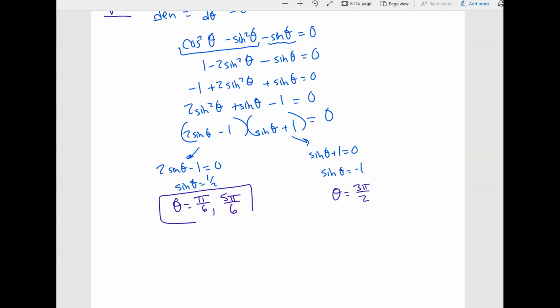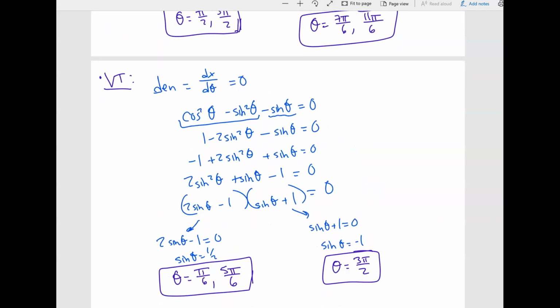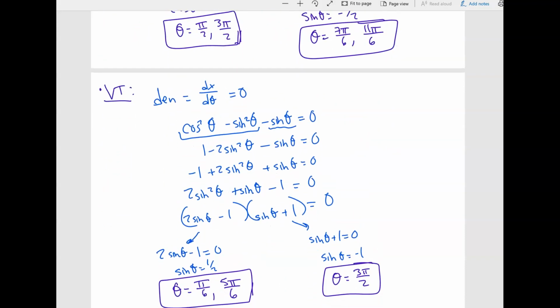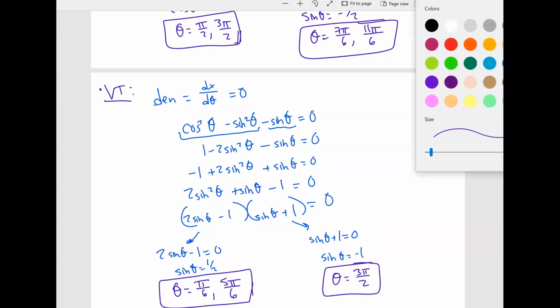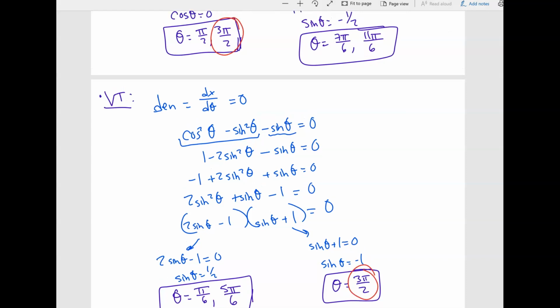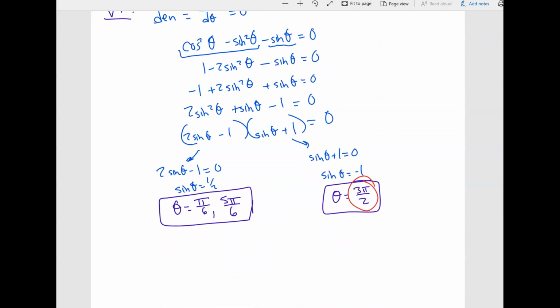Okay, so now what we want to do, because we're not done yet, is check the vertical tangents and the horizontal tangents. Did any of these points match up? And yes, they did. There's one point that matched up in both cases, and that is the one that we have to take care of. The 3π/2 showed up in both the vertical and the horizontal tangents. So 3π/2, is it a vertical tangent or a horizontal tangent?